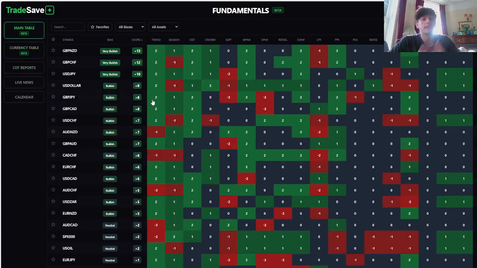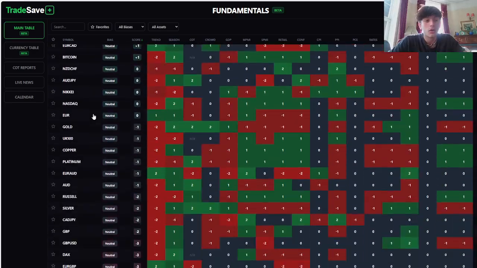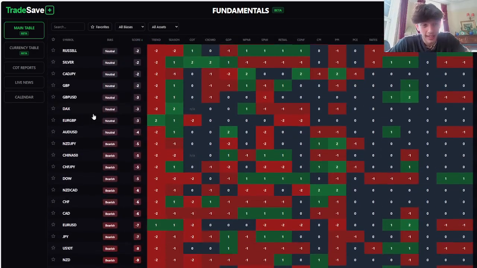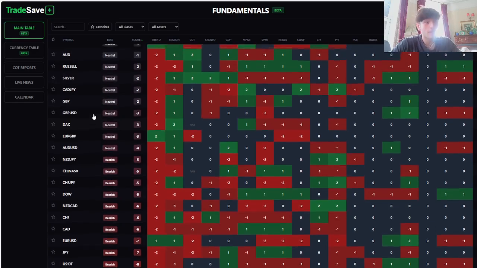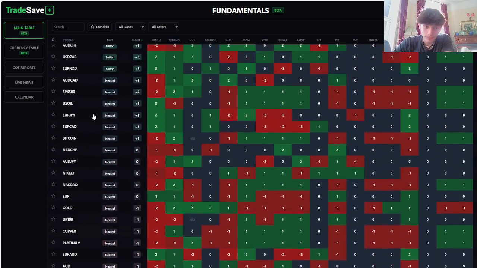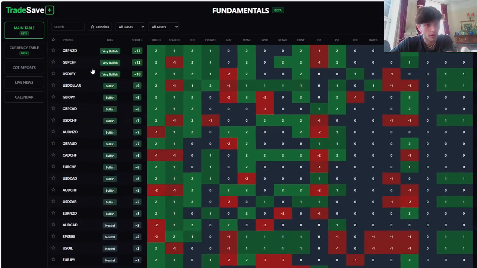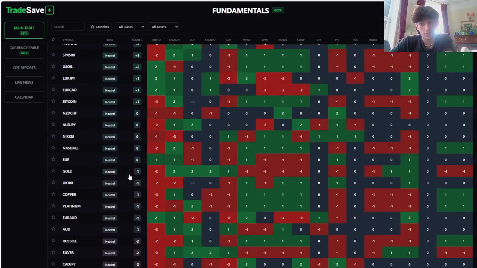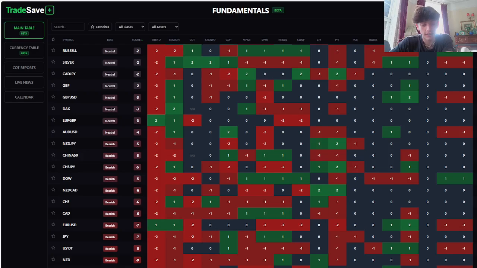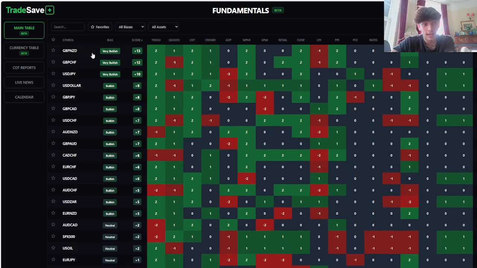So then of course the main table, which is like the best thing about it really, because you can see all the different pairs and indices, DAX, silver, gold, UK 100, NASDAQ, S&P, all the currencies. And you can see it on a graph, and they're all compared together. So like I was saying, NZD USD is the most bearish with a -12 rating, and pound NZD is the most bullish with a +13 rating.